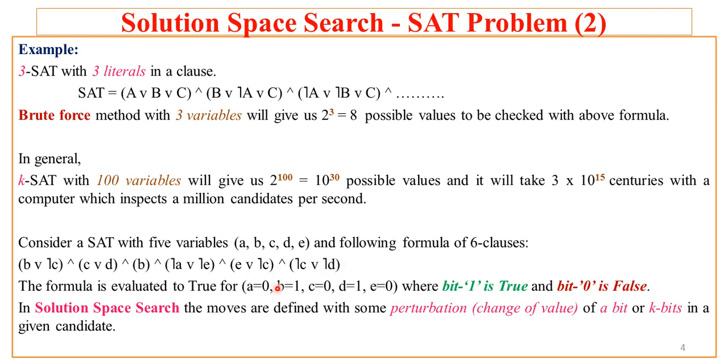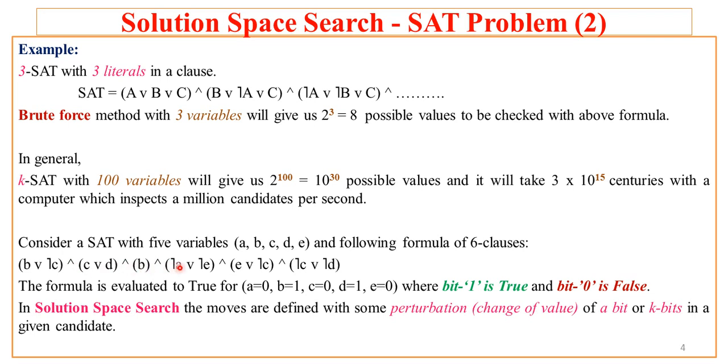For example, A is 0, B is 1. So here B is 1 and B or negation of C, C is 0. So 1 or 0 is 1. So this is true. And C is 0, D is 1. So this is also true. So true and true. So B is 1. So true and true. Up to this point, everything is true.